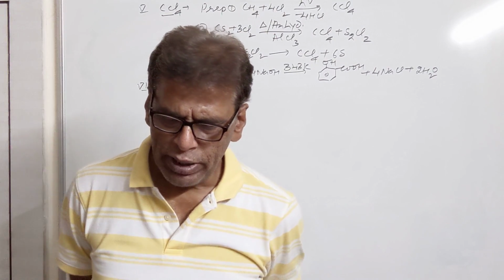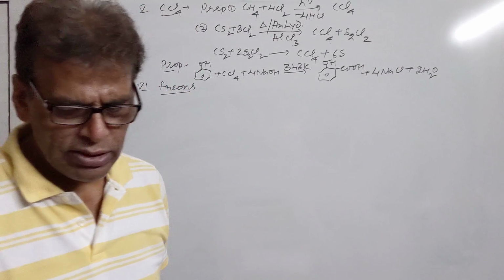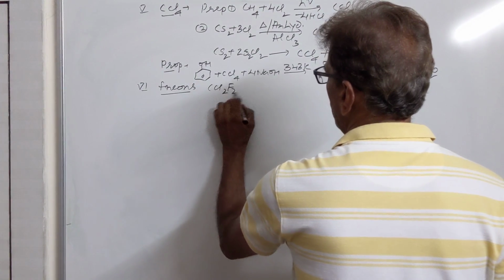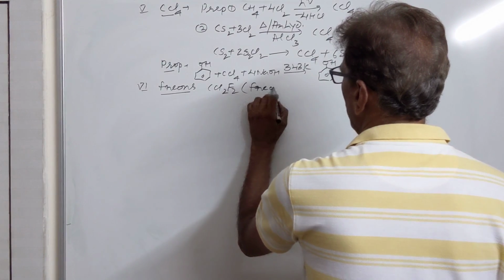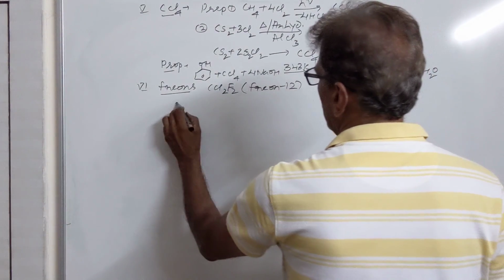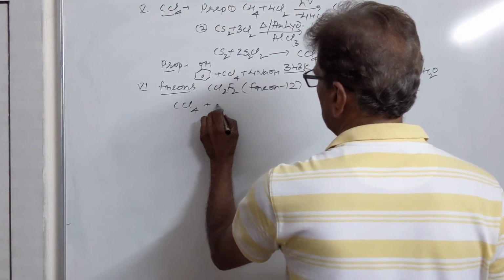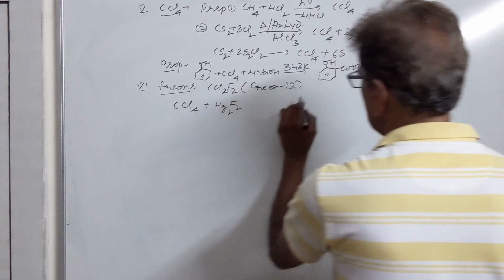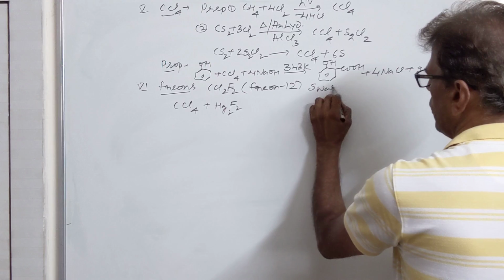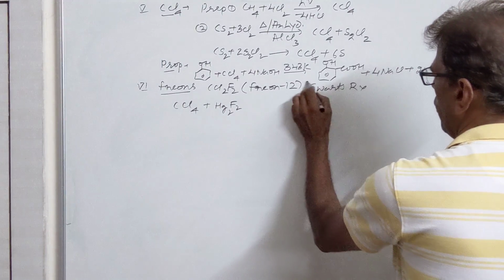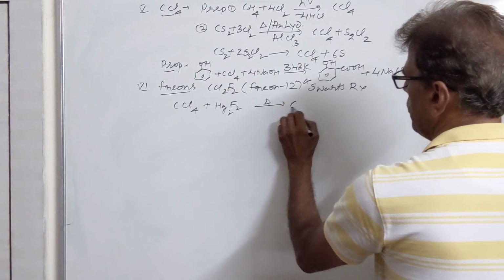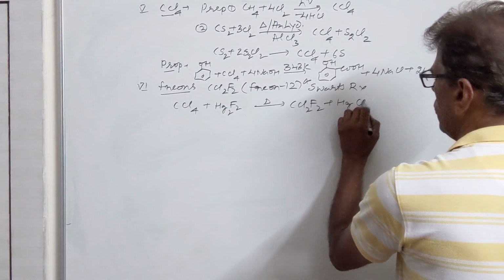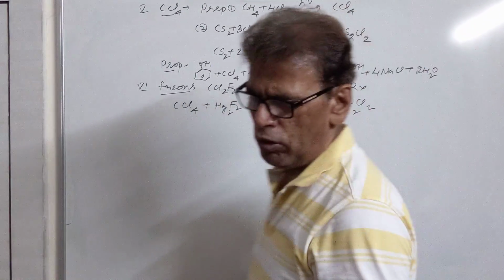Now how is it prepared? It is prepared by the Swarts reaction. CCl2F2, this is freon 12. CCl4 plus Hg2F2, this is called the Swarts reaction. On heating, it will give you CCl2F2 plus Hg2Cl2. This is our freon 12.